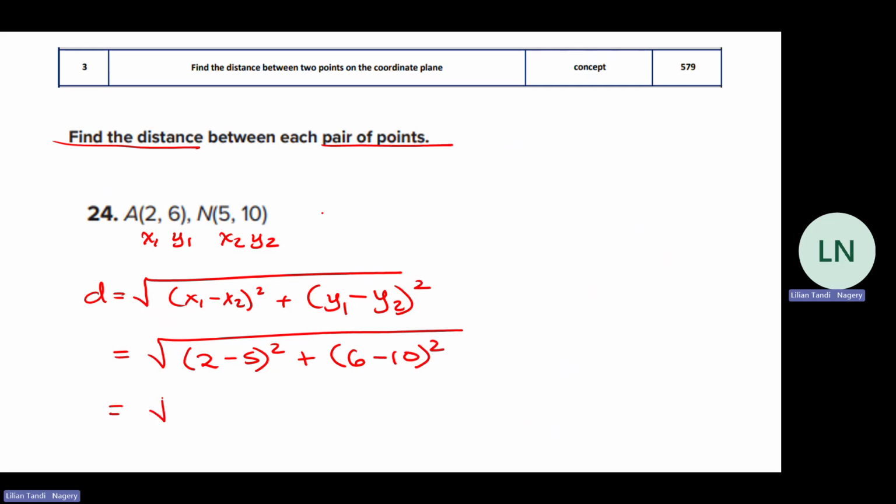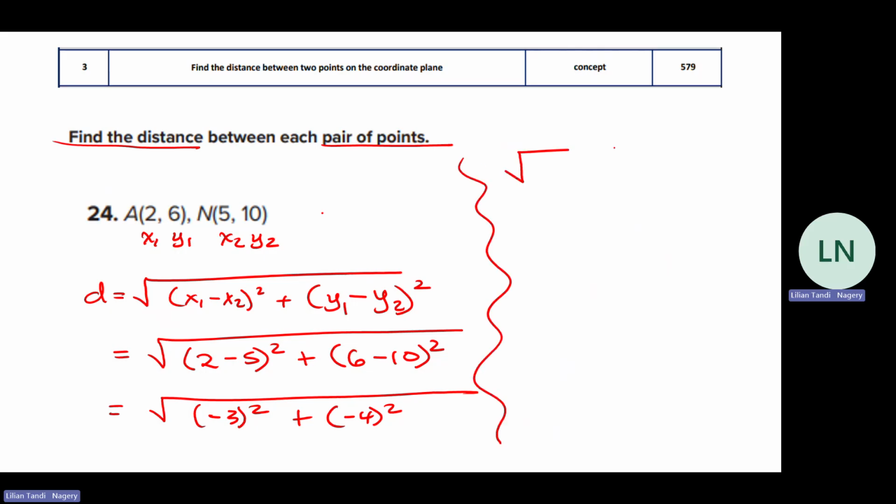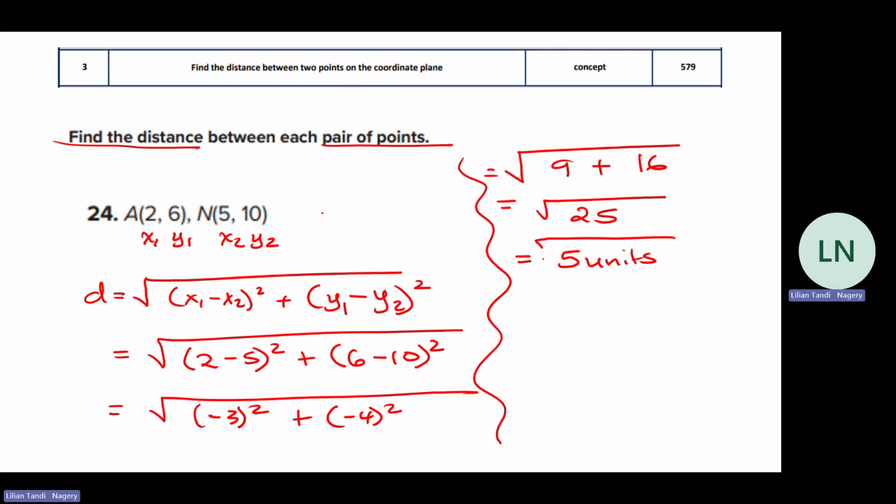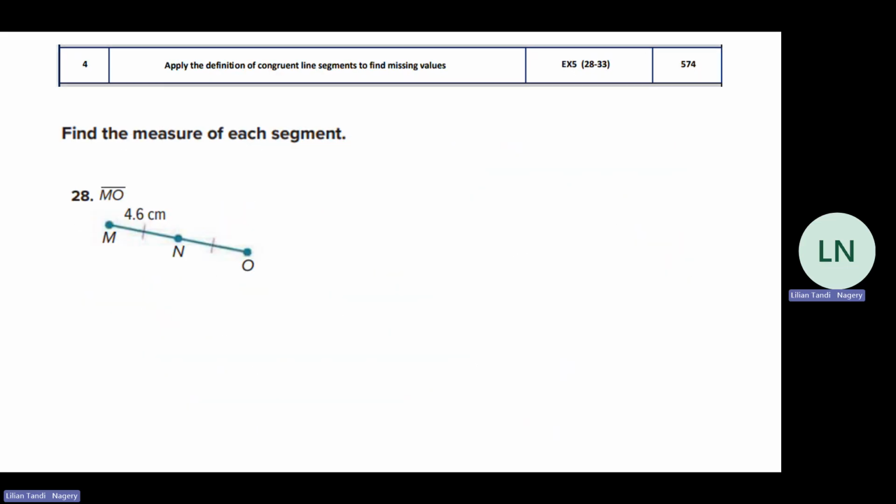This becomes negative 3 squared plus negative 4 squared. This becomes 9 plus 16. This becomes 25. This becomes 5 units. And you box your answer. Okay? All right. So this you know how to do.